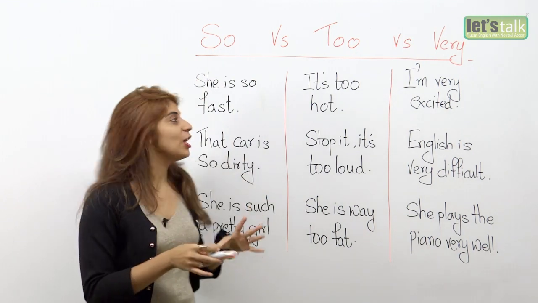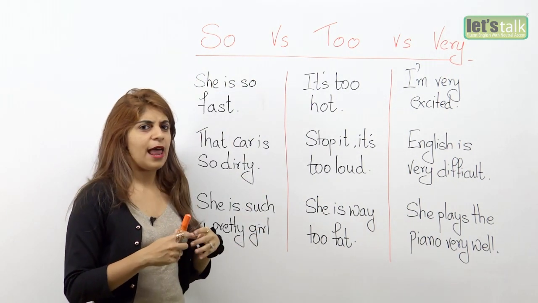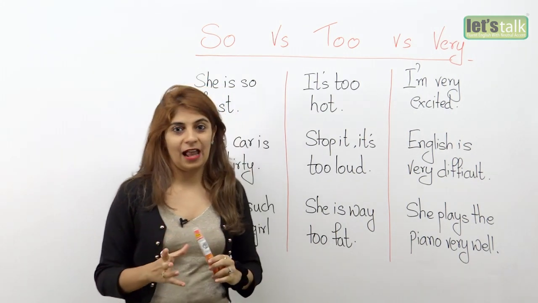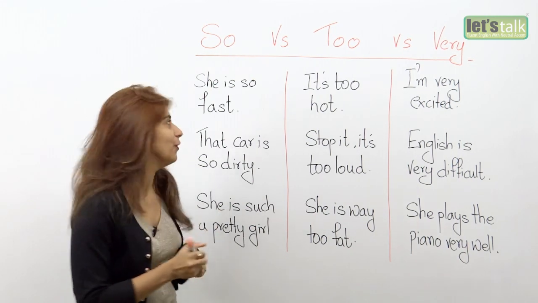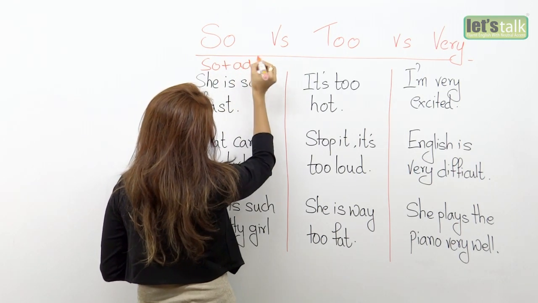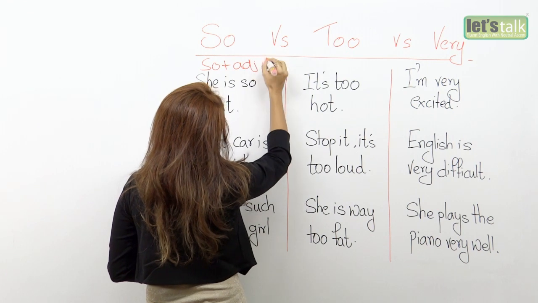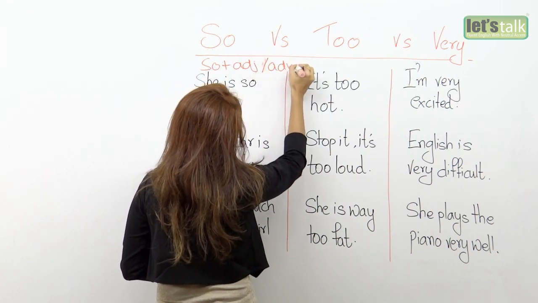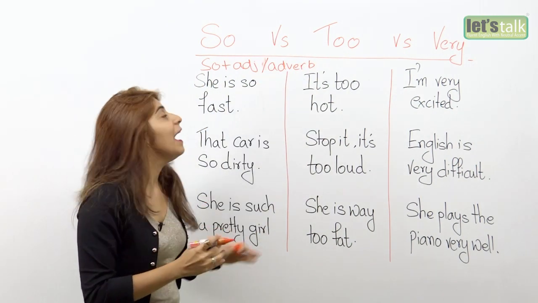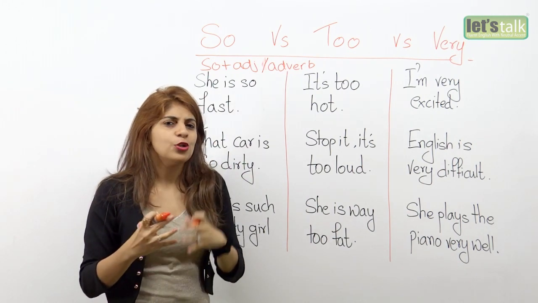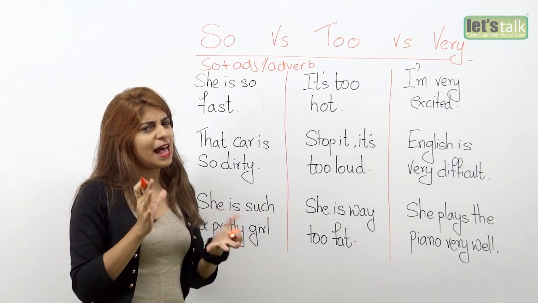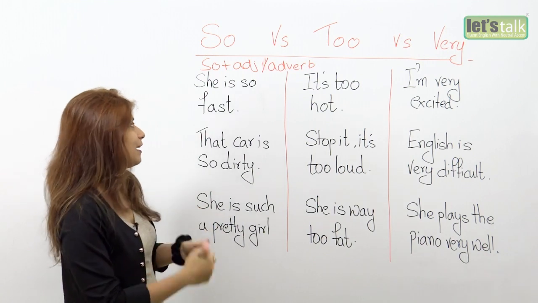So first we're going to look at the word so. Now, so is always followed by an adjective or by an adverb, but no noun, okay? So it's so plus either an adjective or an adverb. And the word so is used to add that extra information. Now let's look at some examples, and this would definitely help you to understand it better.